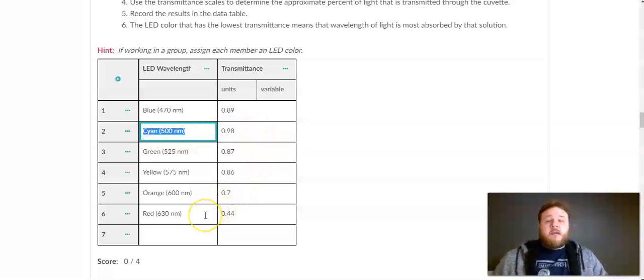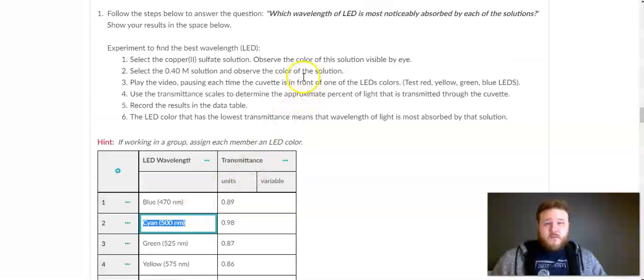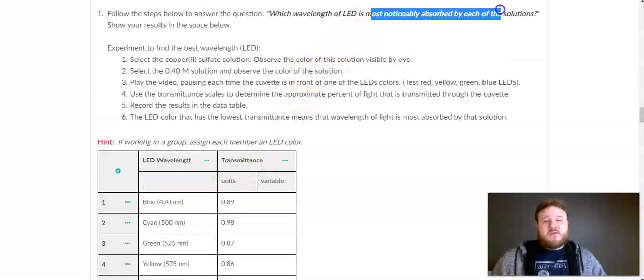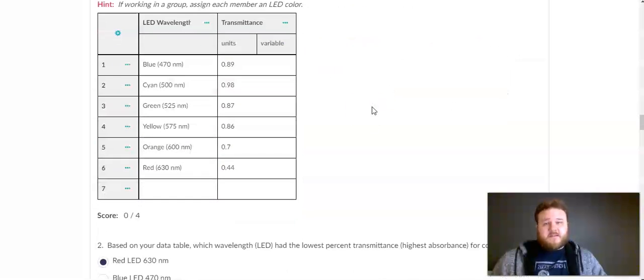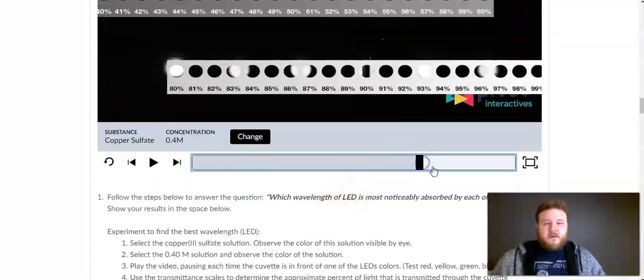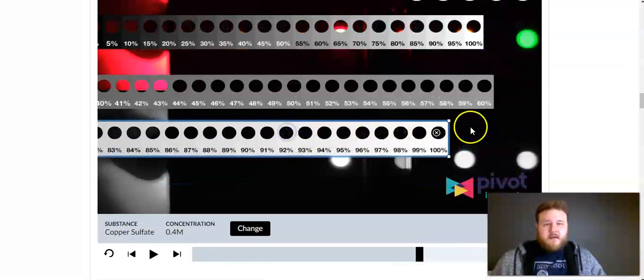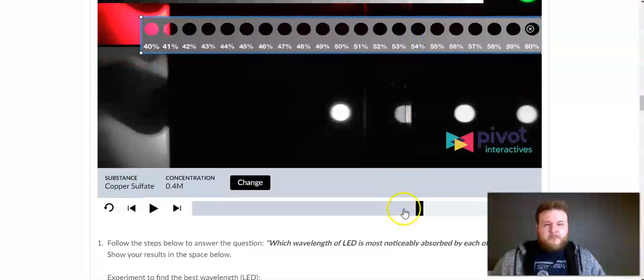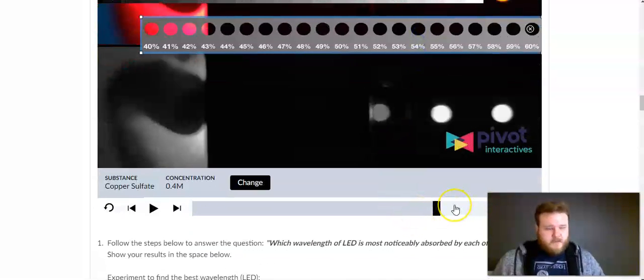But what we really want to get to, and what is being asked, is what is most noticeably absorbed by each of the solutions. Look at red. The red only has a transmittance of 44%. And if I were to zoom in the video, I'm going to go close to the red light. There we go. The red light is right there.